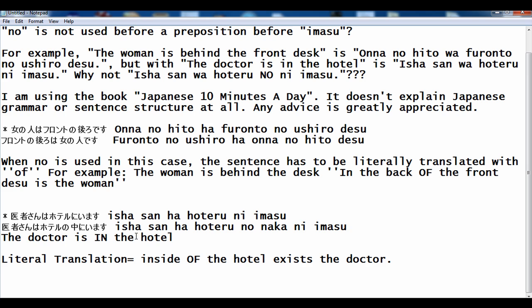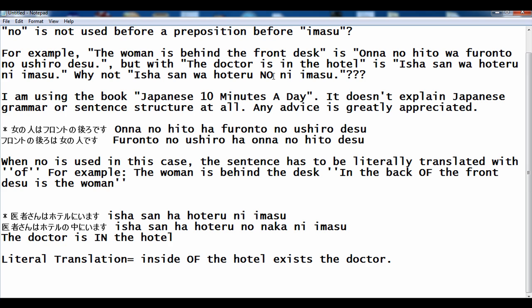Okay, so you can't just say Isha-san wa hoteru no ni imasu. You see how you wrote that? You can use no there, but you need that preposition, which in this case is naka. So hoteru no naka ni imasu. Or if you take that out, Isha-san wa hoteru ni imasu, it will make sense. It still says that the doctor is in the hotel. But if you decide to use no, make sure you have that preposition like naka.